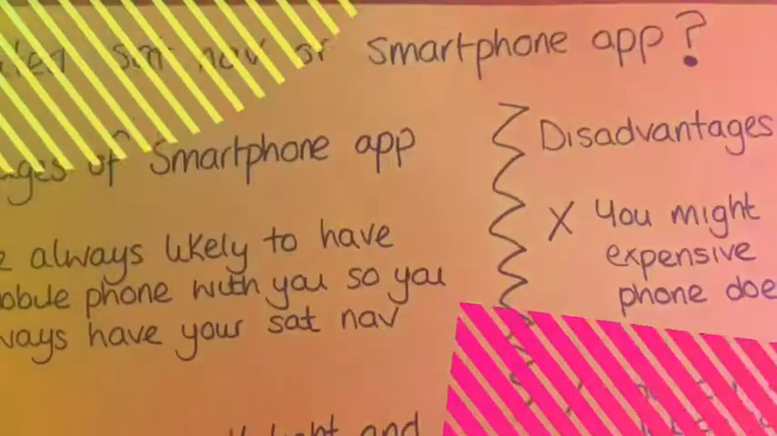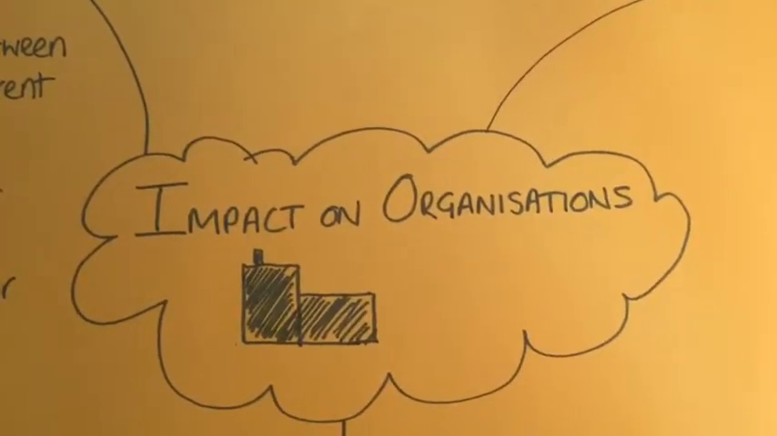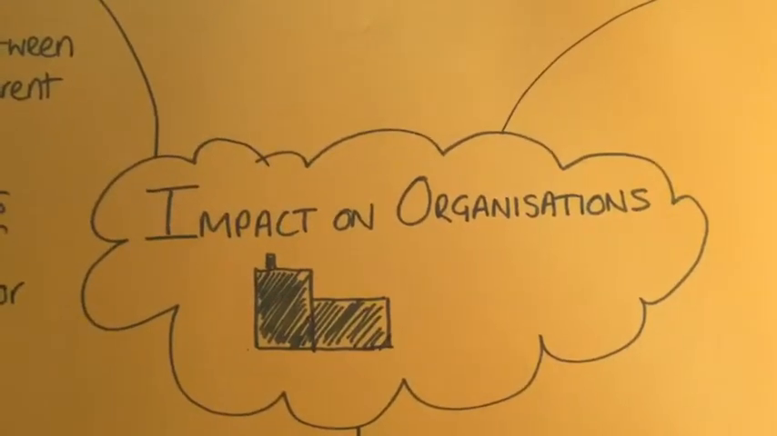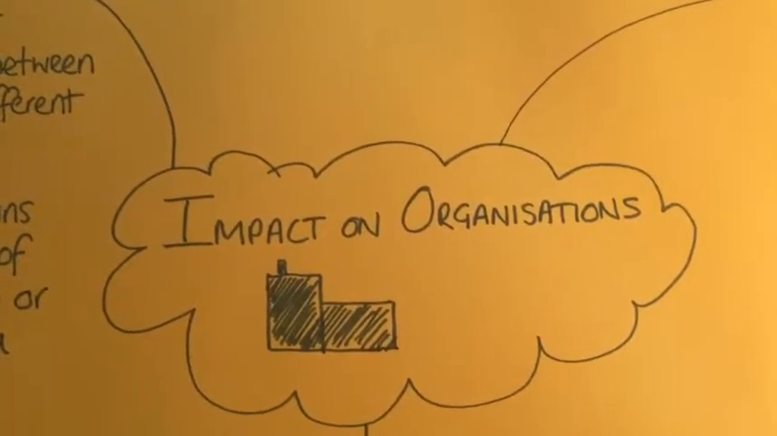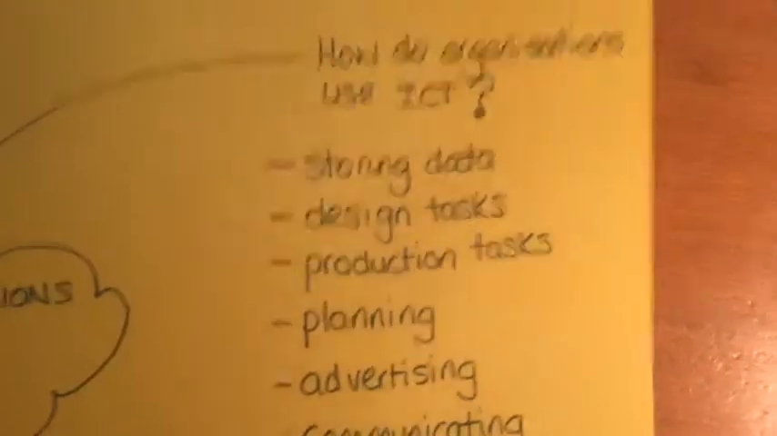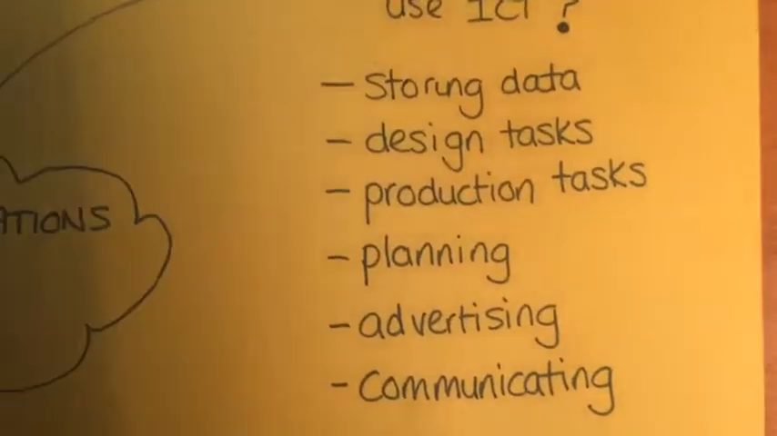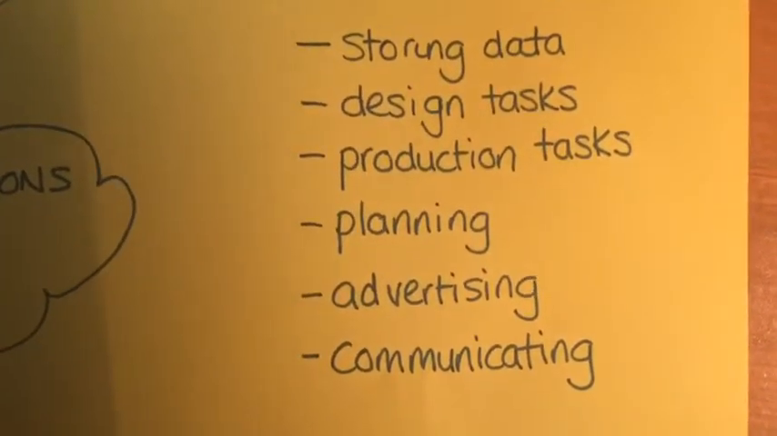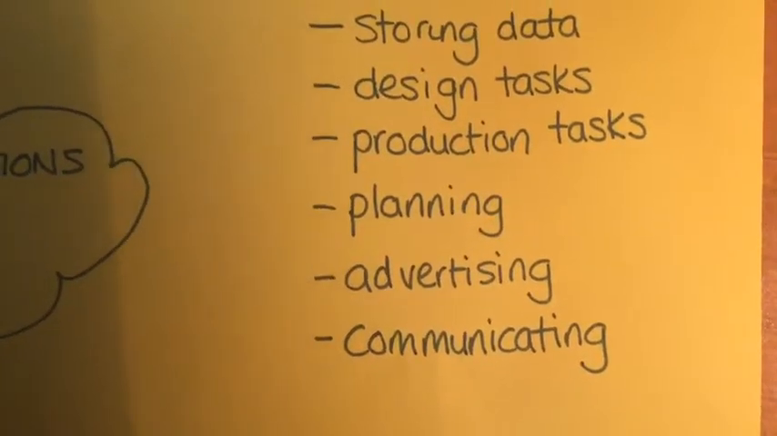Okay, and the final topic in personal digital devices is looking at the impact on organisations. So far we've focused on, if you like, personal use. We're now going to look at how they've impacted on organisations. So how do organisations use ICT? They use it to store data, design tasks, production tasks, planning, advertising and communicating.